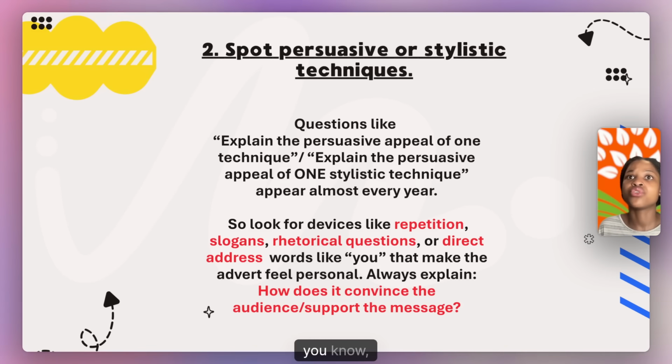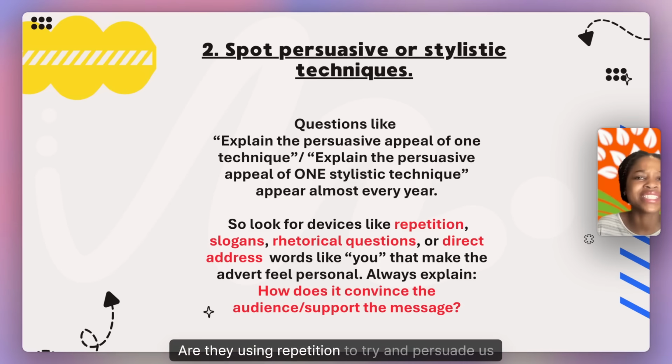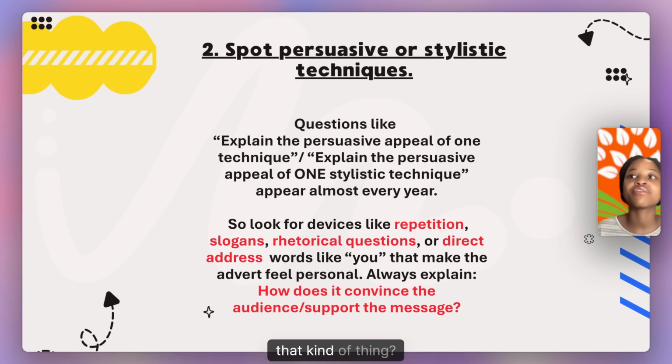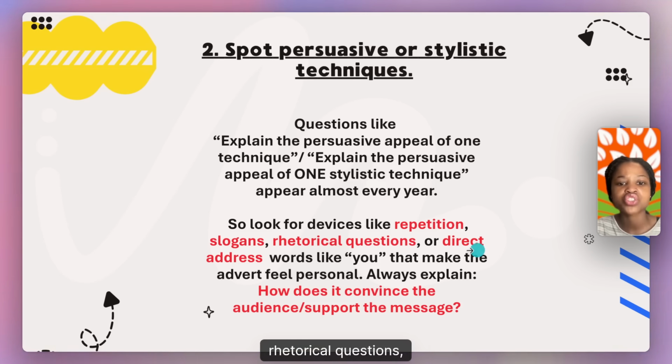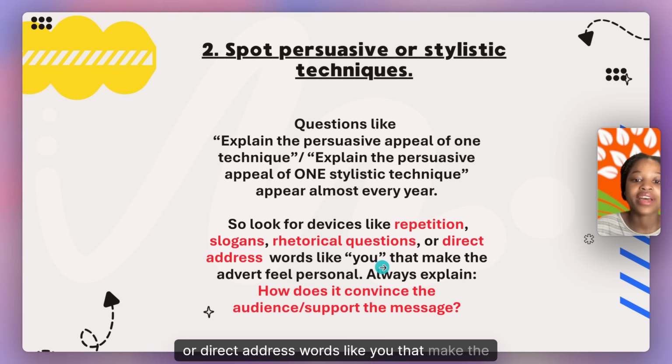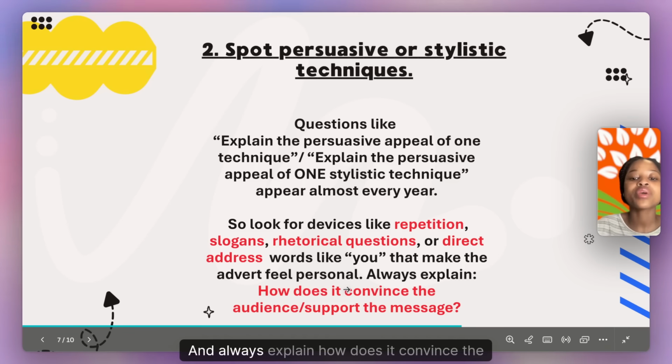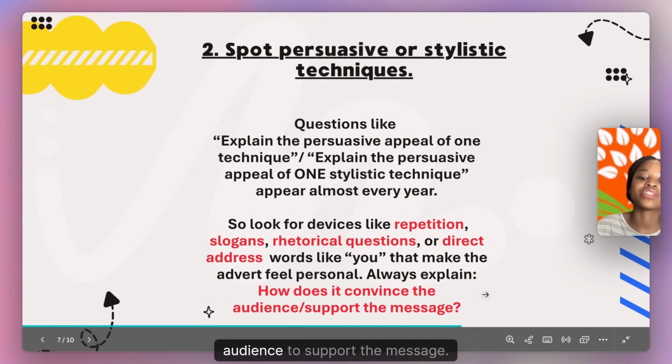What else is there? Rhetorical questions? Are they using repetition to try and persuade us? That kind of thing. And if you notice visual techniques, are they using bold letters or bold headings? Are they using unusual layouts? Are they graphs? That kind of thing. So you need to be able to spot persuasive or stylistic techniques. Look for devices like repetition, slogans, rhetorical questions, or direct address words like you that make the advert feel personal. And always explain how it convinces the audience to support the message.